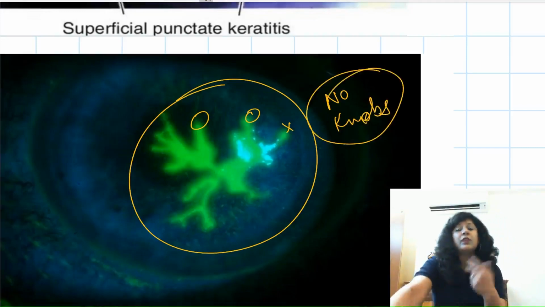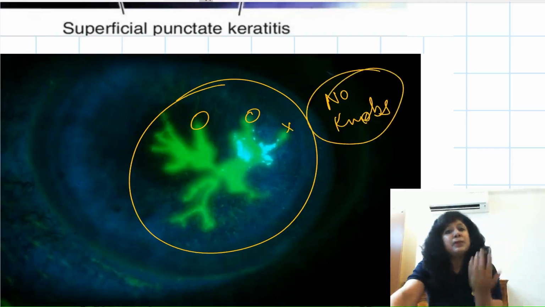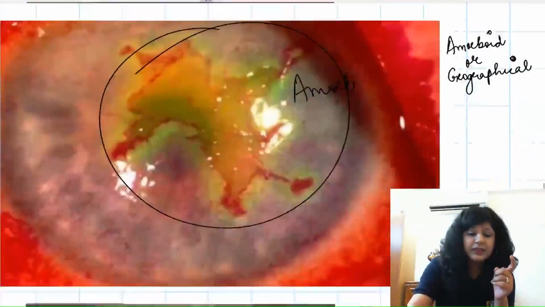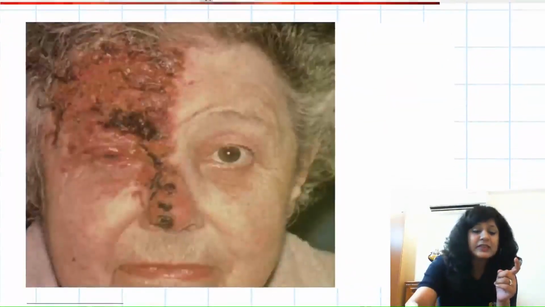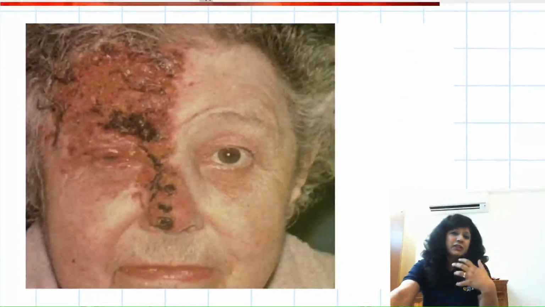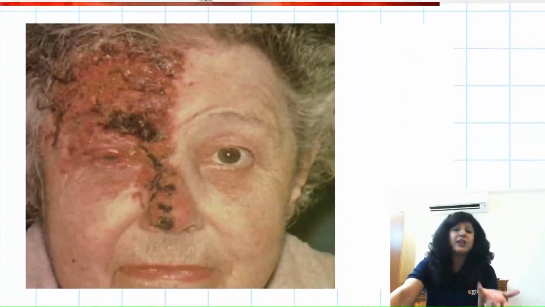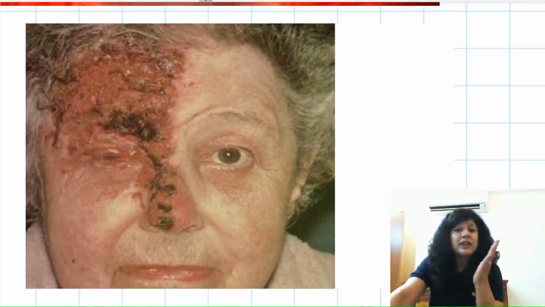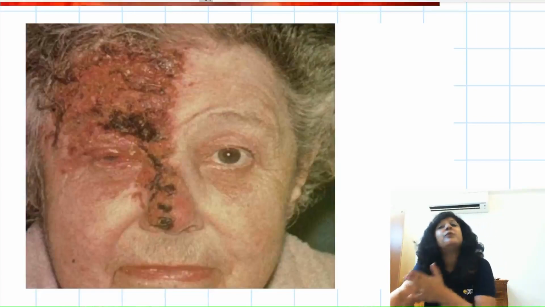This pseudodendritic pattern can be found in herpes zoster also. It can be found in acanthamoeba also. So you should be very careful that knobs are present or not. Okay, then coming to the next one. Next is your herpes zoster. Now herpes zoster is a more virulent virus. Here again you can have decreased corneal sensations, you will have the KPs, but there are certain things which are very different from herpes simplex.